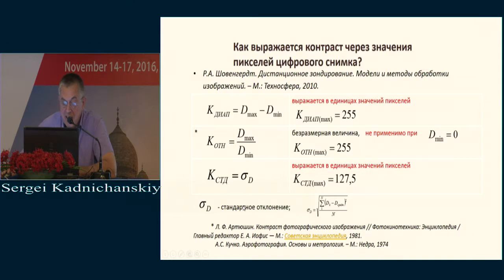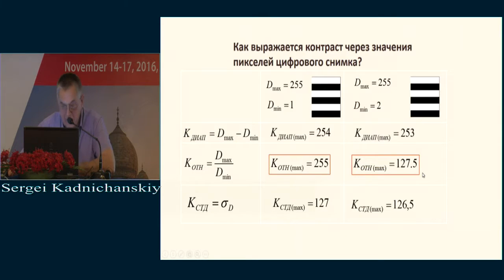where contrast is defined as a standard deviation. Standard deviation of the value of a pixel, but on the average for the whole image. And it is not standardized, but in general it characterizes the level of contrast of an image as a statistical value or characteristic. Here you can see that same formulas are used in other books as well.